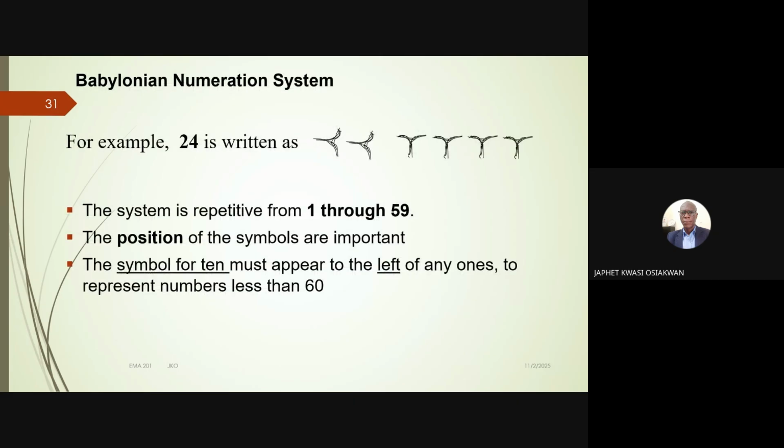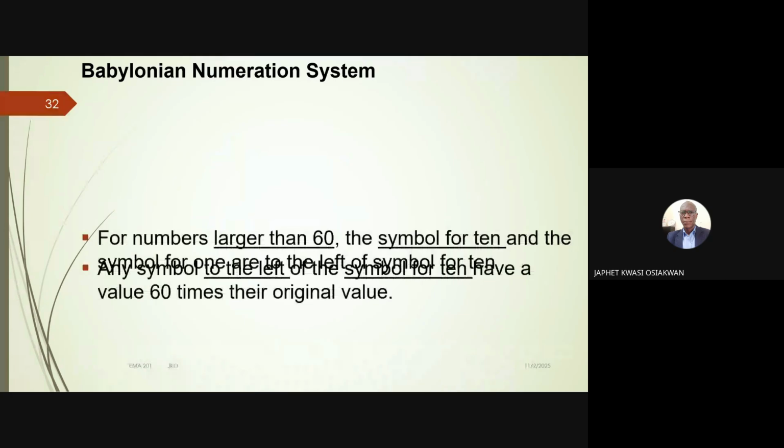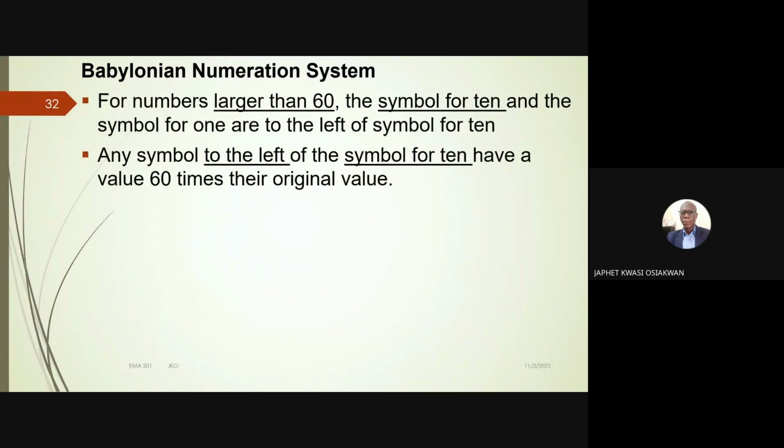I want to go back. So I'm saying that the symbol for 10 must appear to the left of any ones to represent numbers less than 60. So I'm done with that one. Then what about numbers more than 60? That is what I'm explaining now. Numbers greater than 60: any symbol to the left of the symbol for 10 will represent 60 times the original value.